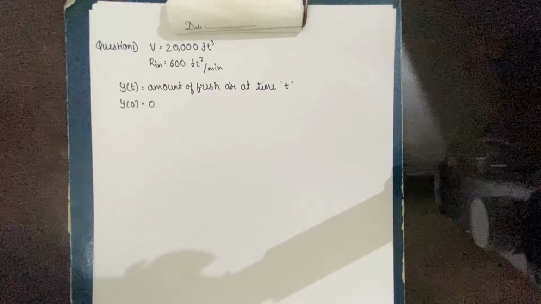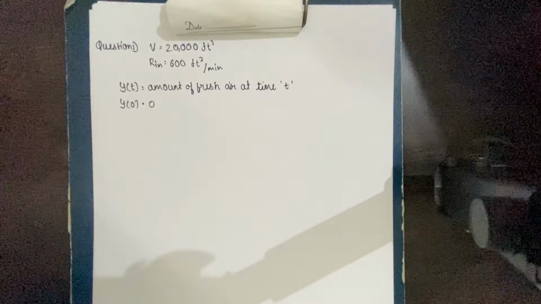So the first question states: in a room containing 20,000 cubic feet of air, 600 cubic feet of fresh air flows in per minute, and the mixture is exhausted at a rate of 600 cubic feet per minute. What is the amount of fresh air, y of t, at any time if y of 0 equals 0? After what time will 90% of air be fresh?